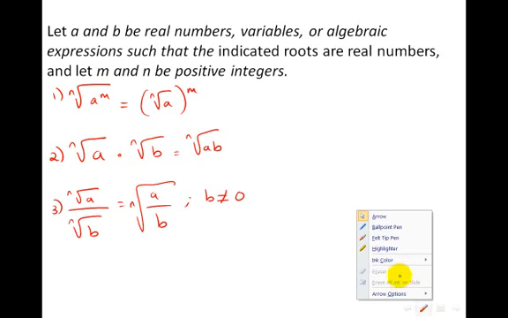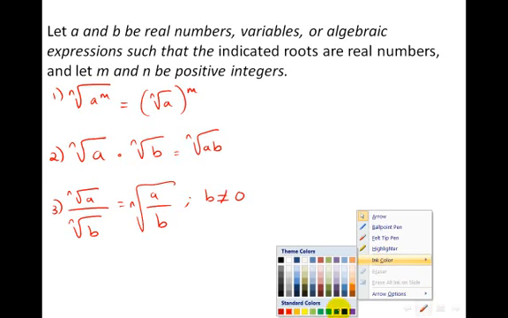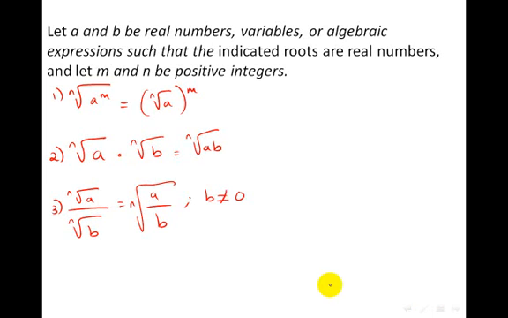here the first property that you have is the nth root of a to the power of m equals the nth root of a, to the whole power of m. For example, if you have cube root of 8 squared, this can be cube root of 8 the whole squared, and cube root of 8 is 2, so 2 squared will give you 4.